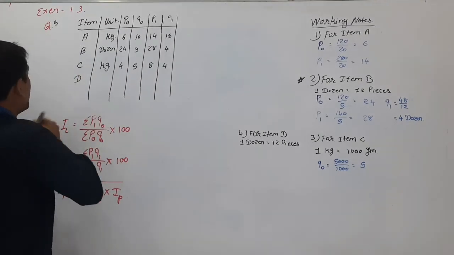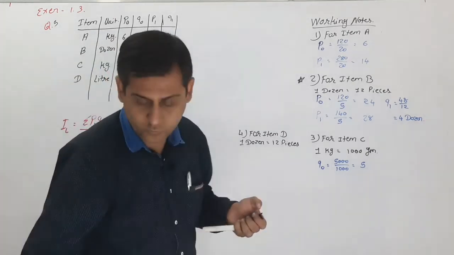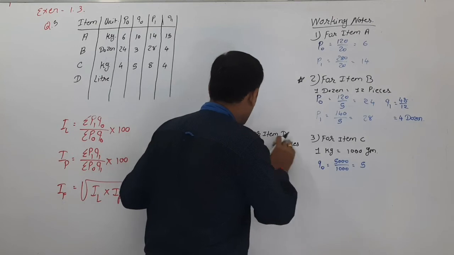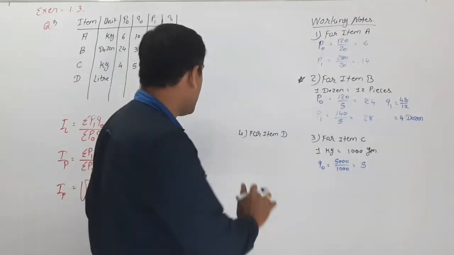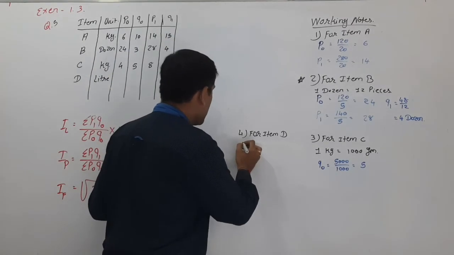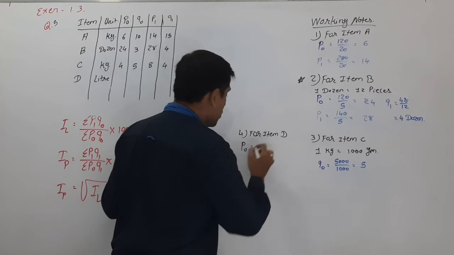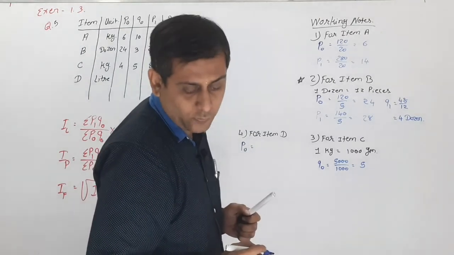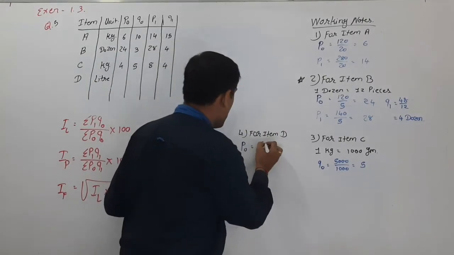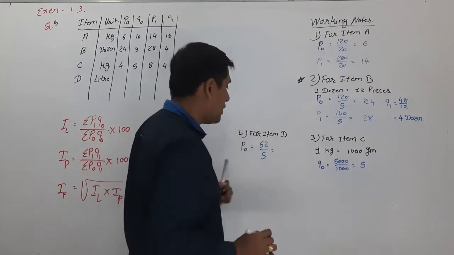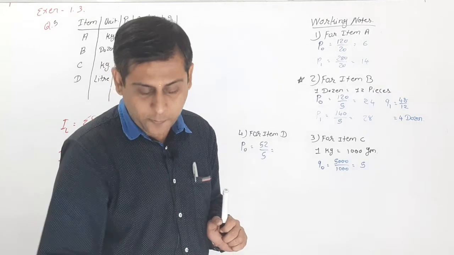Here we just have to write only liter, right? And we have to convert that by dividing the price. P0 is equal to, what is the price of P0? That is 52 divided by 5. The answer is 10.4.